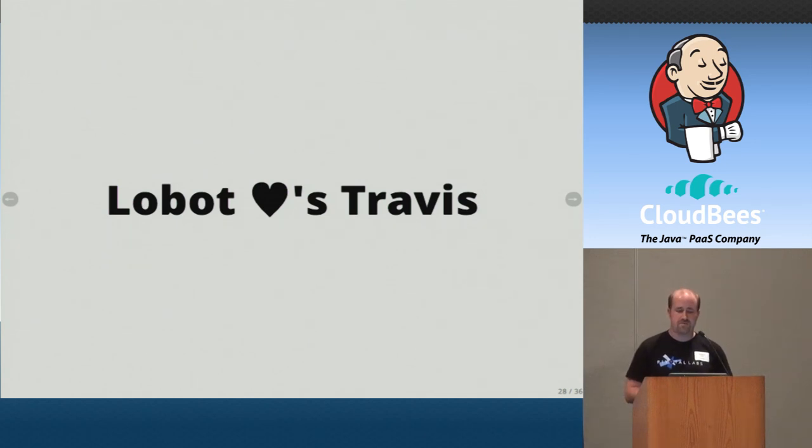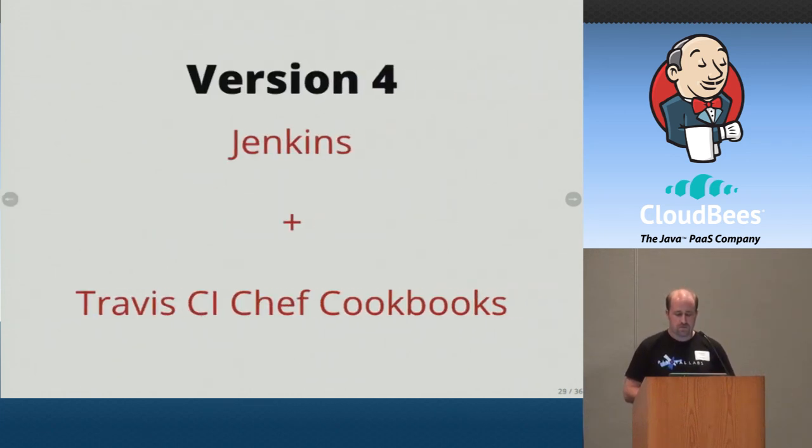On the other hand, Travis has dealt with a lot of the hard problems of how do I cover the majority of test cases? And so what we're doing is we have deleted all of our Chef cookbooks, aside from the ones that install Jenkins, and we're stealing all of Travis CI's Chef cookbooks. So they're open source on GitHub. I talked to them on Twitter. They're totally cool with it.